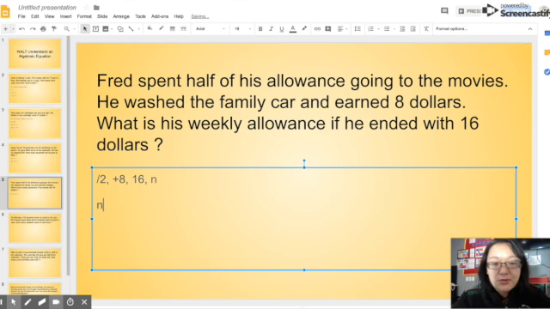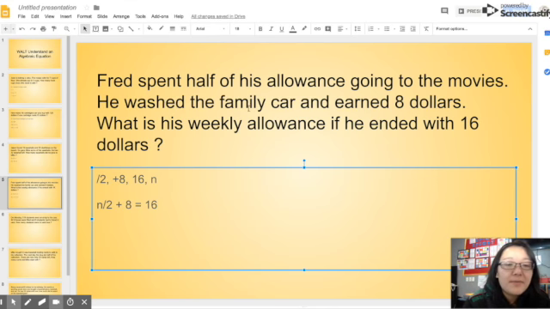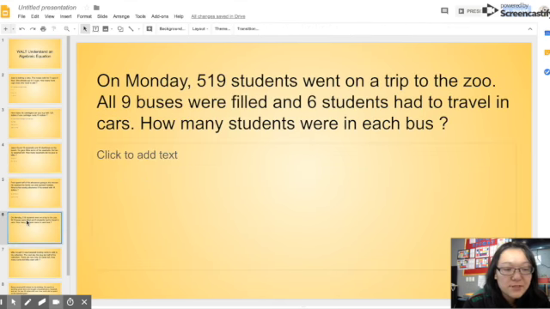N is the unknown, divided by 2, plus 8 equals 16. Okay, I hope that makes sense to you. If you just look at this question, it might be a little confusing, but what you should do is just read through the whole thing and figure out what each of the steps means, and then you can put it together in an equation. So let's have a go at another two-step problem.